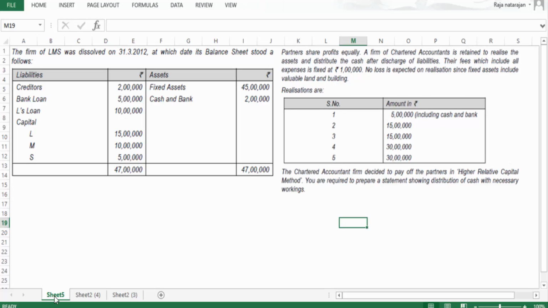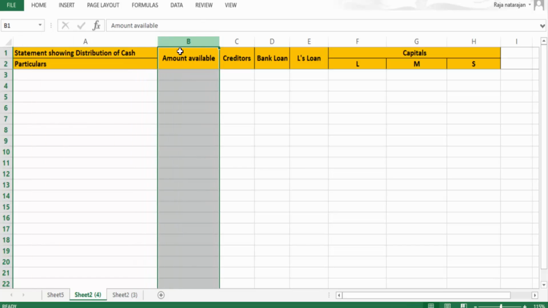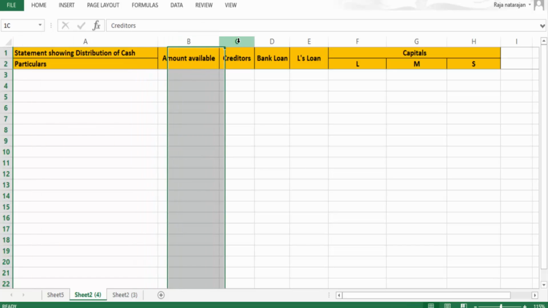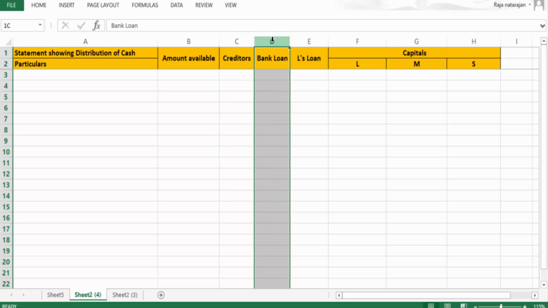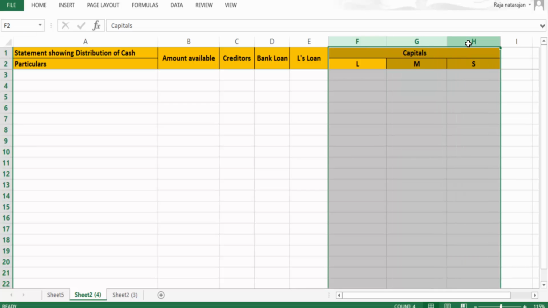Let us get started. First, we have to prepare a comprehensive statement where we are going to distribute the cash available under the higher relative capital method. So let's have the structure. This is going to be the statement showing distribution of cash under higher relative capital method. For the columns: first column, let's have it for particulars. Second one, the amount available. Then first we should settle the outsiders, namely the creditors and bankers. Then we should go for partners' loan account, and only finally we can go to capitals.